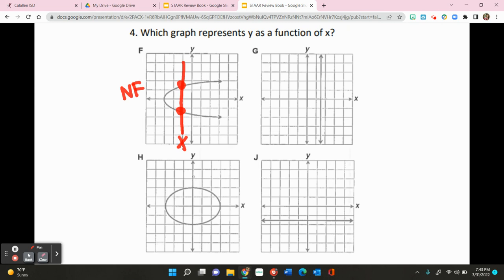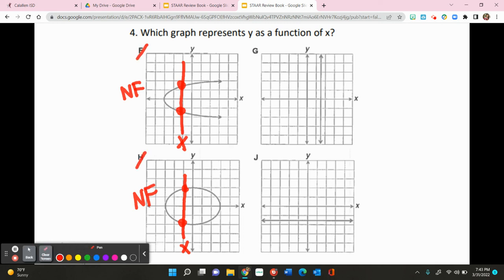Looking at H, if I perform the vertical line test anywhere on this graph, again, it passes through more than 1 time, and this is not a function. Looking at G, I'm going to go ahead and darken the line. Here is the line that our graph is for G. So I have a straight vertical line going up and down.